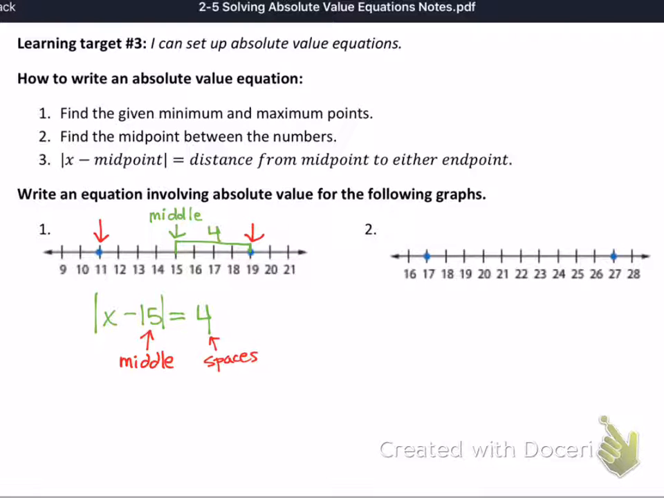So try number 2 on your own, and pause the video, and then check your answer in just a little bit. There's your second absolute value equation. The absolute value of x minus 22, which is the middle, is equal to the number of spaces, which is 5. Okay, we're going to actually try to do real life situation word problems. So go ahead, scroll down to the word problems.